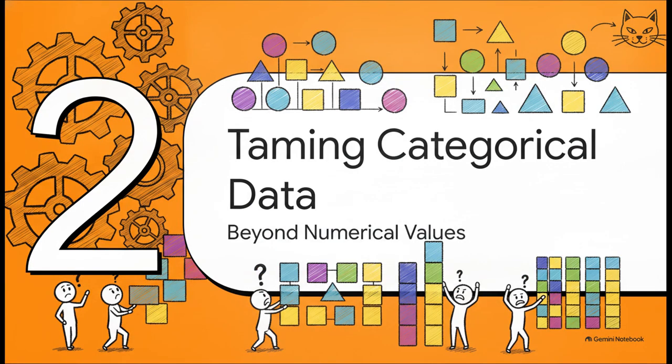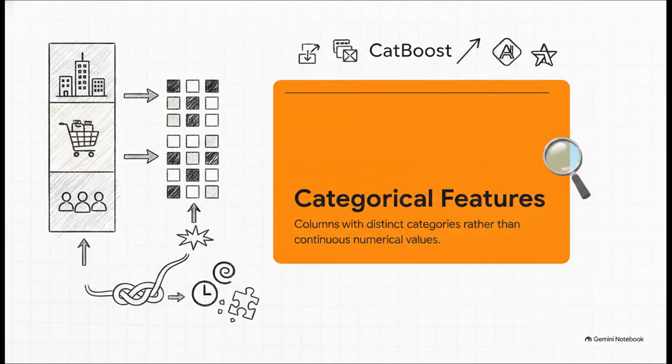Moving on to Section 2, taming categorical data, moving beyond numerical values. Okay, so just as a quick refresher, categorical features are those columns containing distinct text-based categories rather than continuous numbers. We're talking about things like city names, product categories, or customer segments. Previously, we saw that standard algorithms demand you explicitly convert these text categories into numbers beforehand. You typically use something like one-hot encoding, right? But that forces you to create these massive, sprawling grids of zeros and ones, which can dramatically inflate your dataset size and honestly just slow your entire workflow to a crawl.